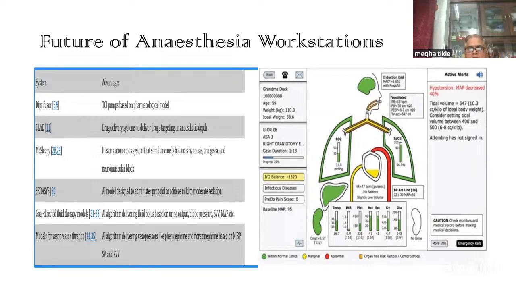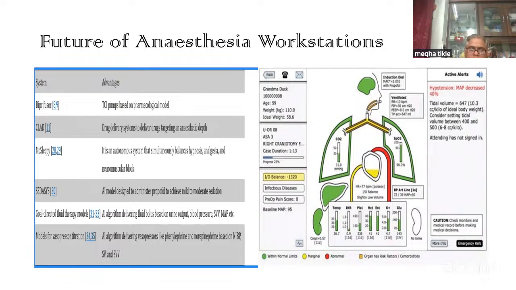And maybe something like this in future can be seen on the machine: you enter your patient's weight, his ideal weight, the name of the surgery, and it will detect every other parameter. And if something like hypotension occurs, it alerts you that MAP has decreased by 40%, or the tidal volume is high and you need to decrease it. So it can prompt you how you can use your workstation in future. The reason why all this is necessary is that unless we are familiar with all these aspects of our machine, we cannot use them to their full capacity.